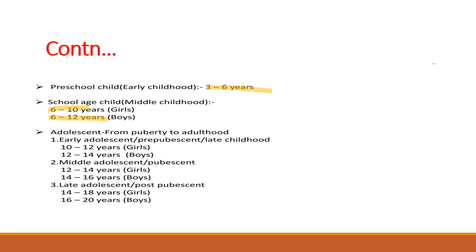Next, adolescent, from puberty to adulthood. In early adolescence, it is 10 to 12 years for girls and 12 to 14 years for boys. Next is middle adolescence or pubescent, 12 to 14 for girls and 14 to 16 for boys. In late adolescence, it is 14 to 18 for girls and 16 to 20 for boys.